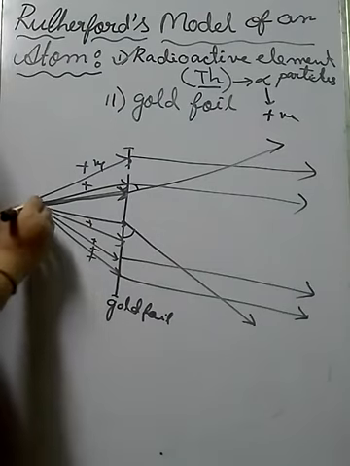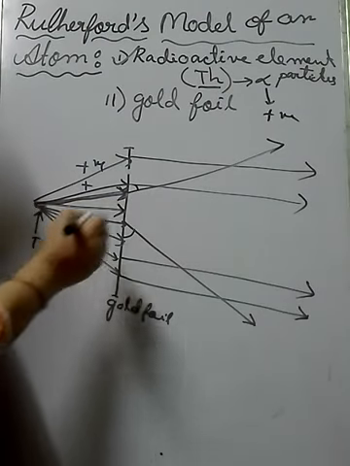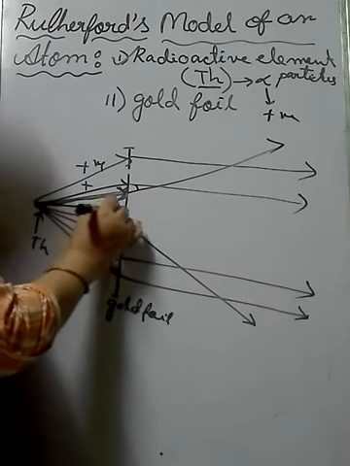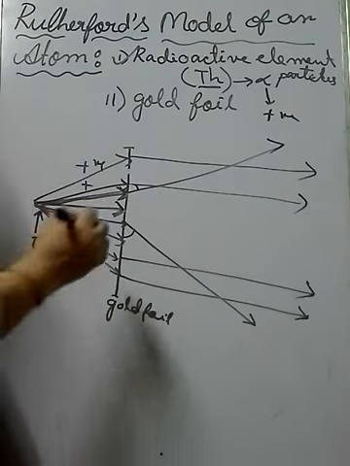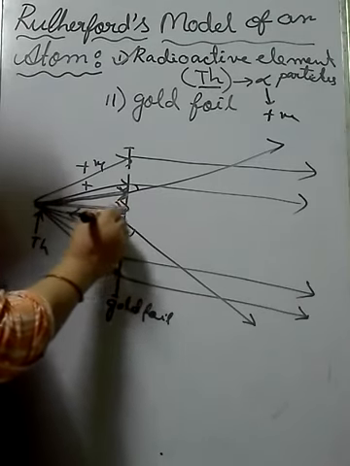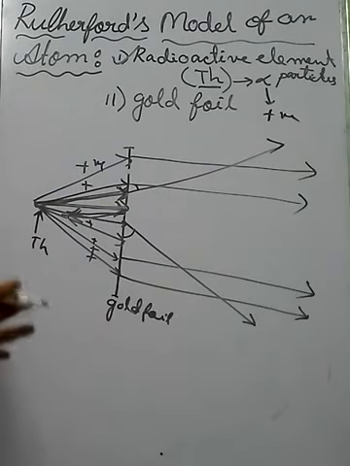And he observed that 1 out of 12,000, approximate value, particles after hitting the gold foil return back again. It hits the gold foil and returns back. So these are the 3 observations observed by Rutherford in his experiment.